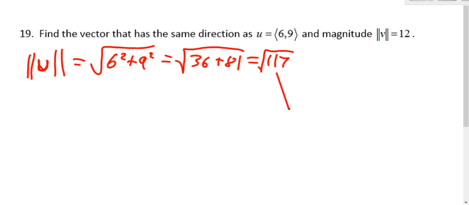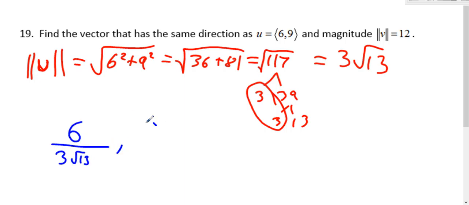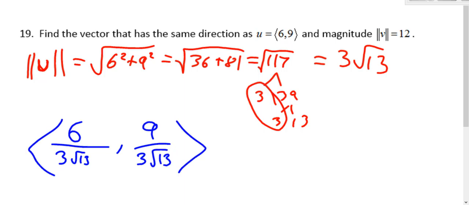So 117, we can break that down just a little. It's 3 times 39. 39 is 3 times 13. So there is a pair of 3's. So let's change that to 3 root 13. So that's the magnitude of u, which means u as a unit vector would be 6 divided by 3 root 13, comma 9 divided by 3 root 13. And of course that reduces. The 3 makes that a 2, and the 3 makes that a 3.